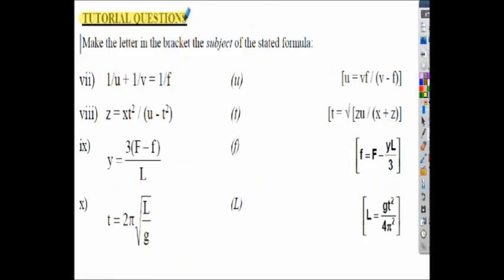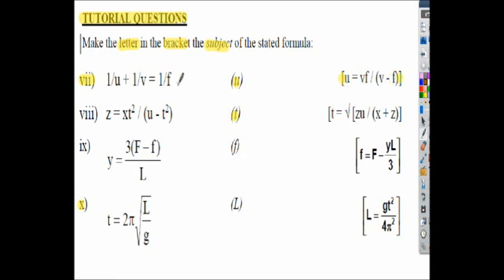Tutorial questions continued here. Questions 7 through to 10. Again, we've got to make the letter in the bracket shown below the subject of the stated formula. So for question 7, we've got to make the subject u. For question 8, we've got to make the subject t, etc. The solutions are shown in the square brackets on the right hand side of the slide.